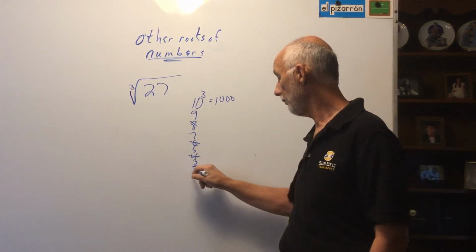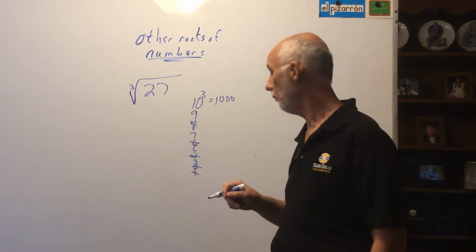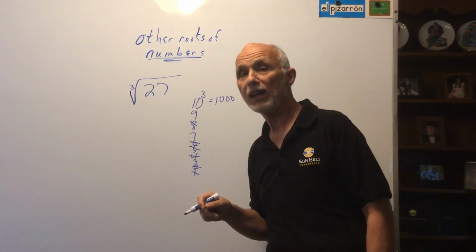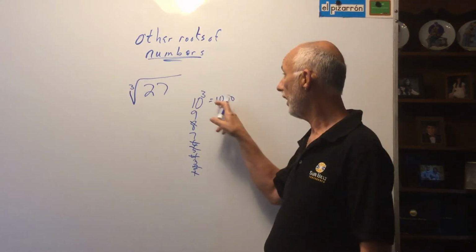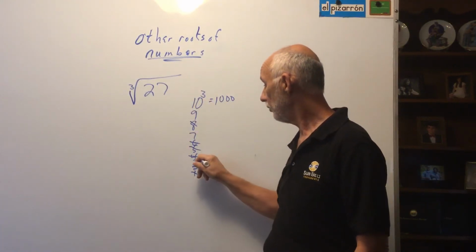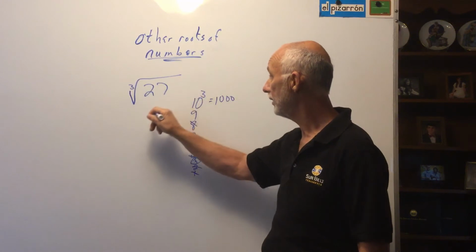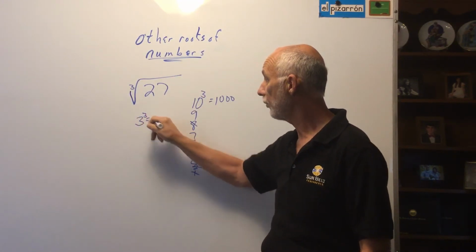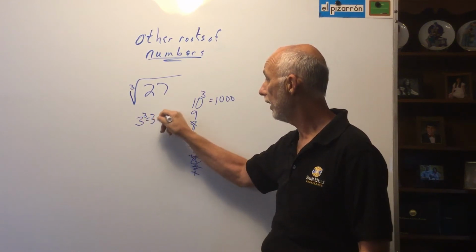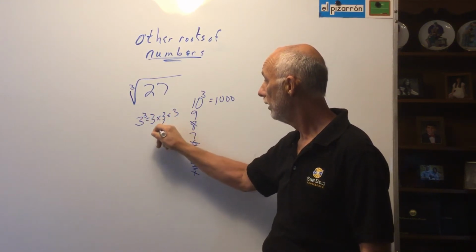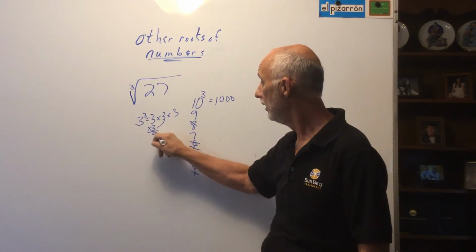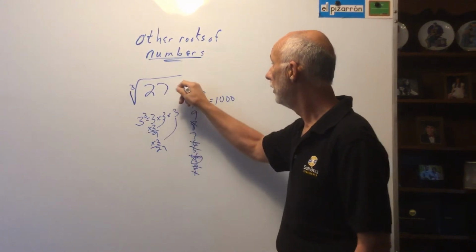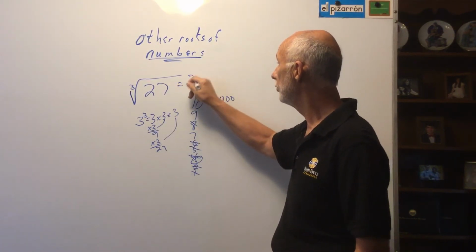And you can eliminate some of those, like 1, you know it's not 1. Okay, and you can eliminate 5, because 5 times 5 ends with a 5. And if you look at 1,000 and look at 27, there's really only one guess that makes sense, and that's 3. By the way, to check it is to find 3 to the third power. 3 times 3 times 3. 3 times 3 is 9. 9 times 3 is 27. And sure enough, the cube root of 27 is 3.